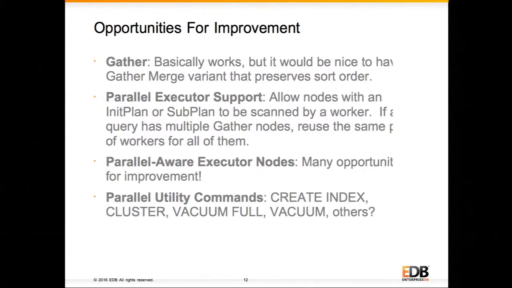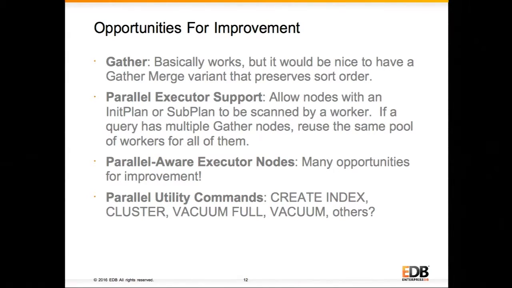Okay. So the opportunities for improvement here are mostly in the green stuff. The gather node basically works. It brings back streams of tuples from all the workers, but it would be nice to have a gather merge variant that preserves the sort order. So right now, even if the workers were to generate data in some order, like they sorted it before they sent it back to the leader, the leader would just read from the workers in any old order that the tuples happen to come back in, and the sort order would be destroyed. You might like to have a way that you could avoid that so that you don't have to resort the data in the leader.